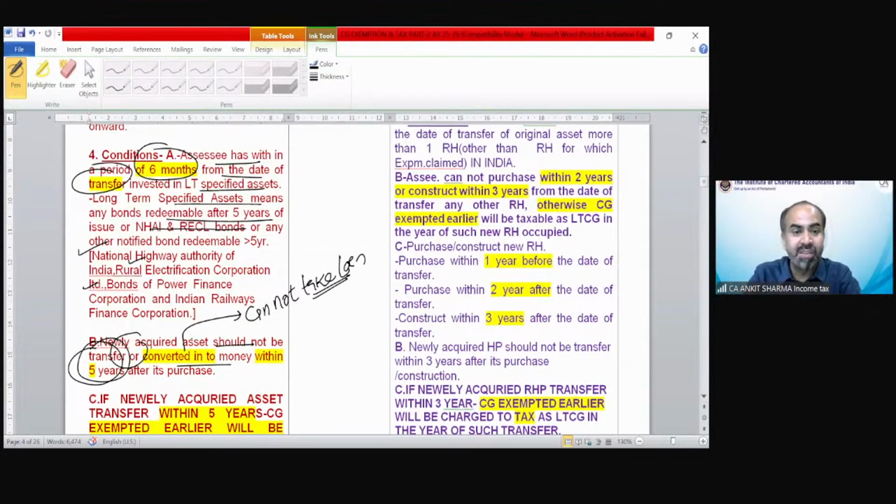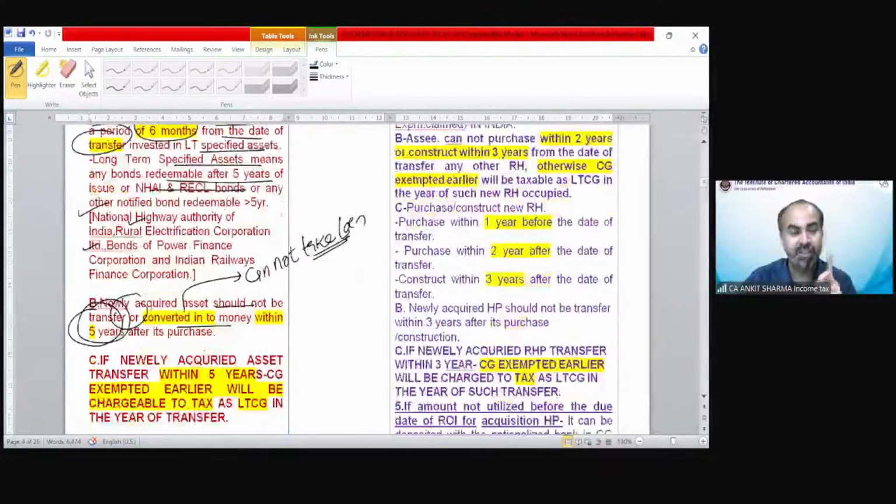So the new word is converted into money. You cannot transfer these assets. You even cannot take a loan against these assets. If you do that within 5 years, you have to face the exemption consequences. Now in the last 3 exemptions, if you transfer the property within 3 years, then what happened? Your cost of acquisition is going to be reduced. But from section 54EC, the concept is going to be changed like this.